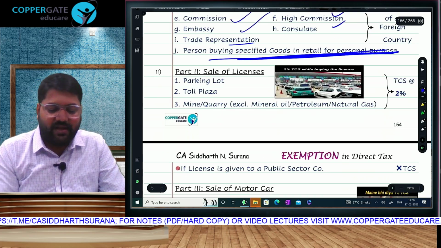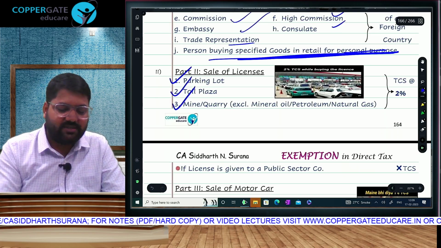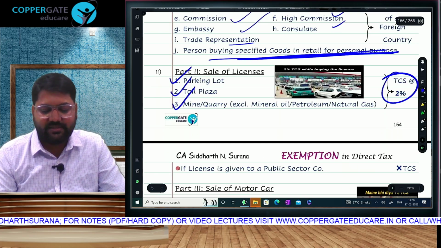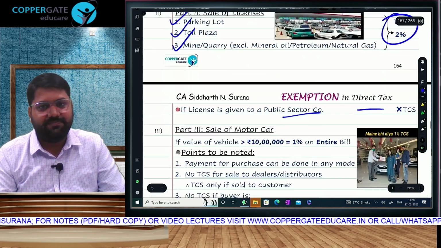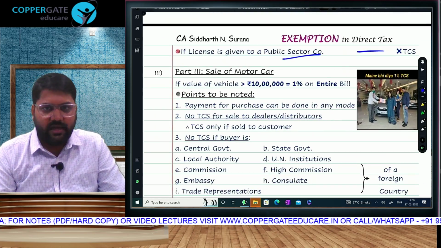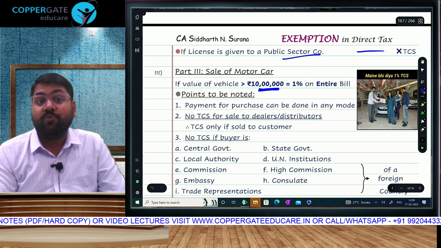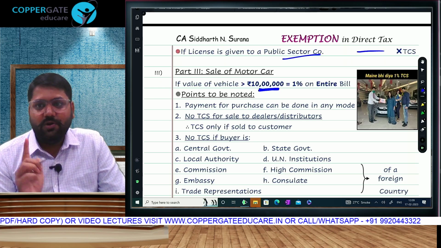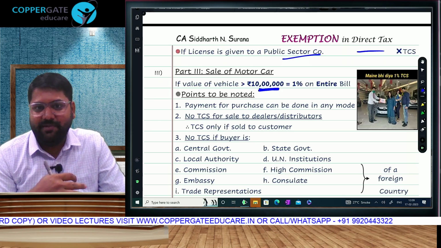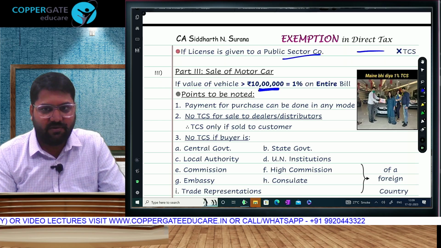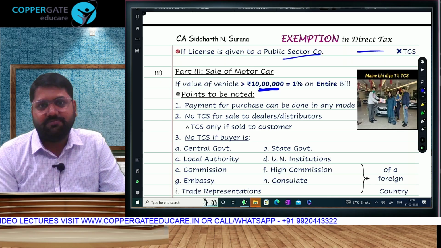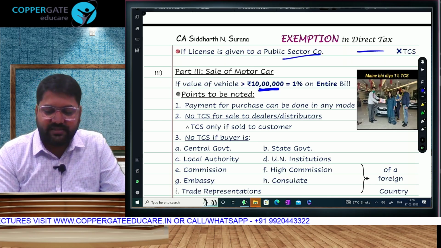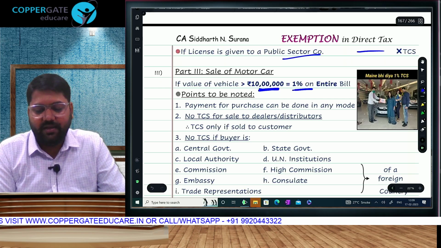Second, sale of licenses, license to run a parking lot, toll plaza, mine or quarry, 2% on that license. But if the license is given to a public sector company, then there will be no TCS. Sale of motor car, if you are purchasing a motor car for own consumption, so manufacturer selling to the showroom, there will be no TCS because those transactions will be reported. Only for own consumption, if you are buying more than rupees 10 lakh, then 1% TCS on the entire bill.